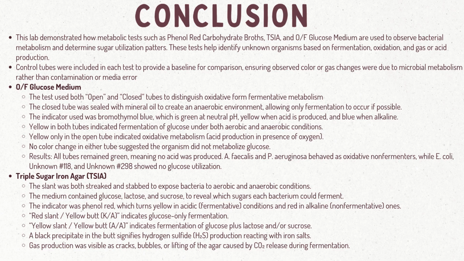TSIA gave us more detail by showing which sugars were fermented. We saw yellow for the strong fermenters and the red-yellow for glucose-only fermenters. The phenol red broths helped us confirm acid and gas production. Again, E. coli and C. freundii turned yellow with gas bubbles, while Acinetobacter stayed red. So throughout the experiment, we mentioned questions like, what does gas production look like in TSIA?